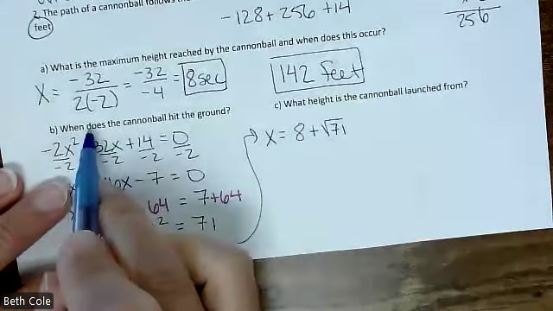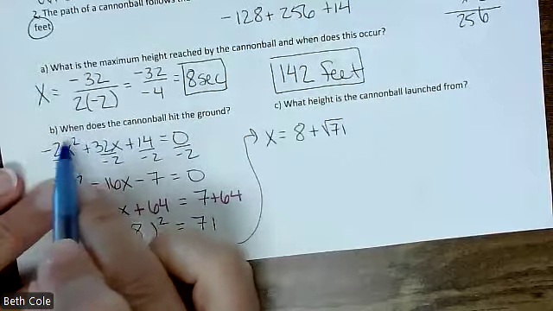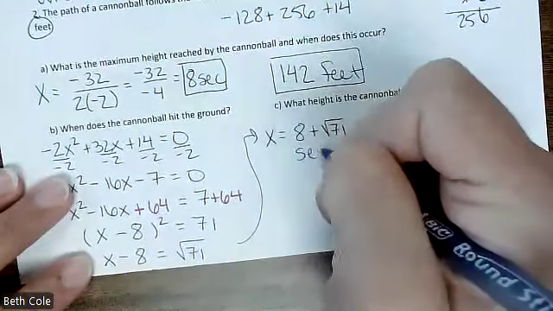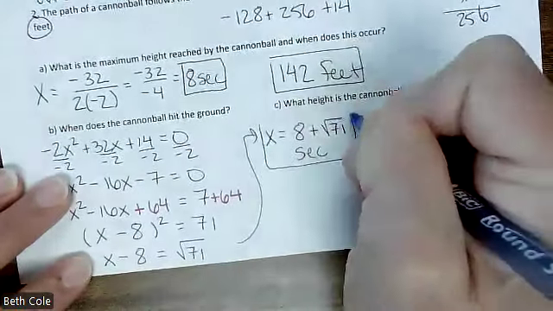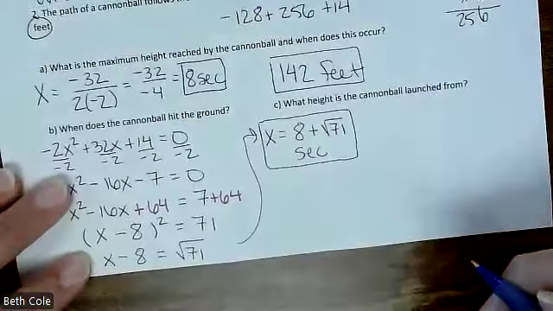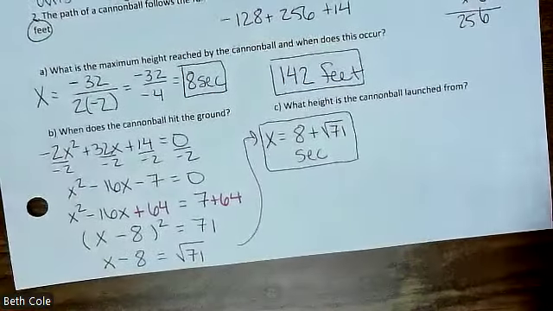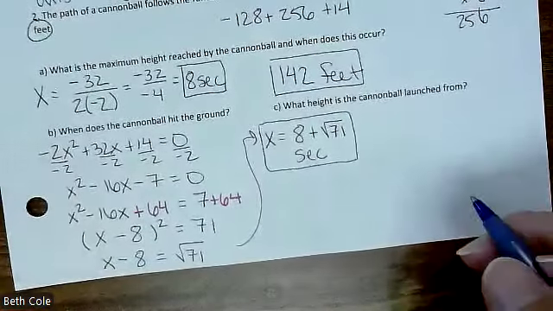You can always look back at the problem. It says when. So seconds. Always just reread the problem to get that. If it says when, it has to be a time. If it says where, then that has to be a distance.